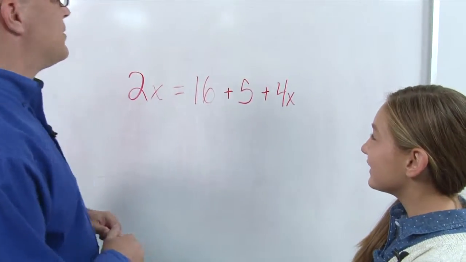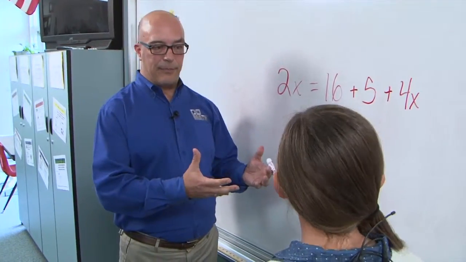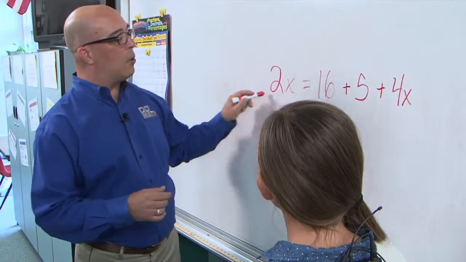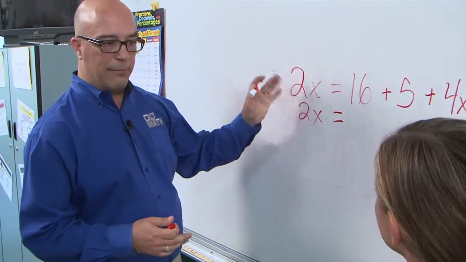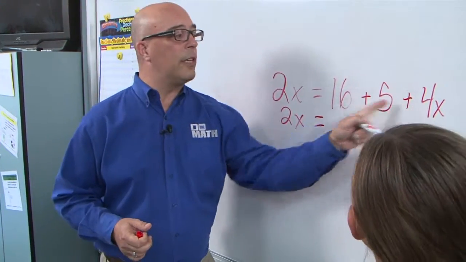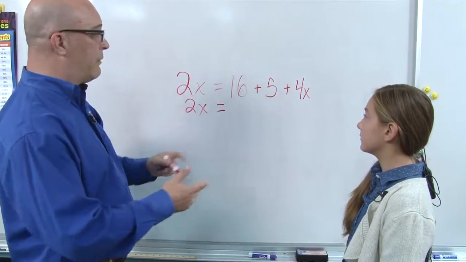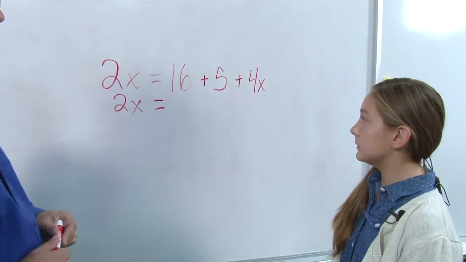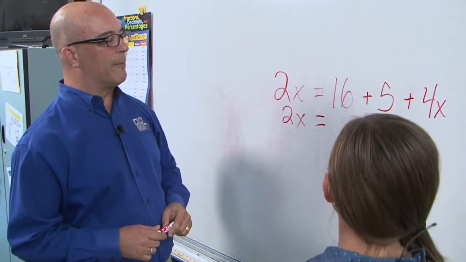All right. So the first thing you want to do is you want to get things that are the same together, all right? Over here, all we have is a 2x, right? So there's nothing we can do with that. Is there anything over here that we can put together? We could put 16 and 5 together. Perfect. And what does that give you? 21. There you go. So why don't you go ahead and put the 21 up there?